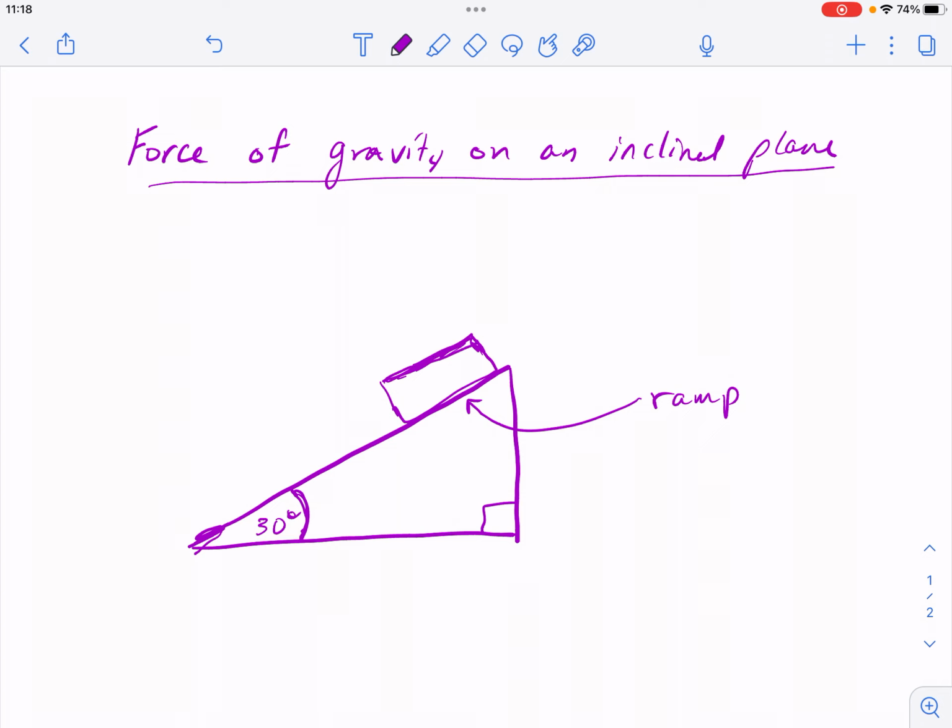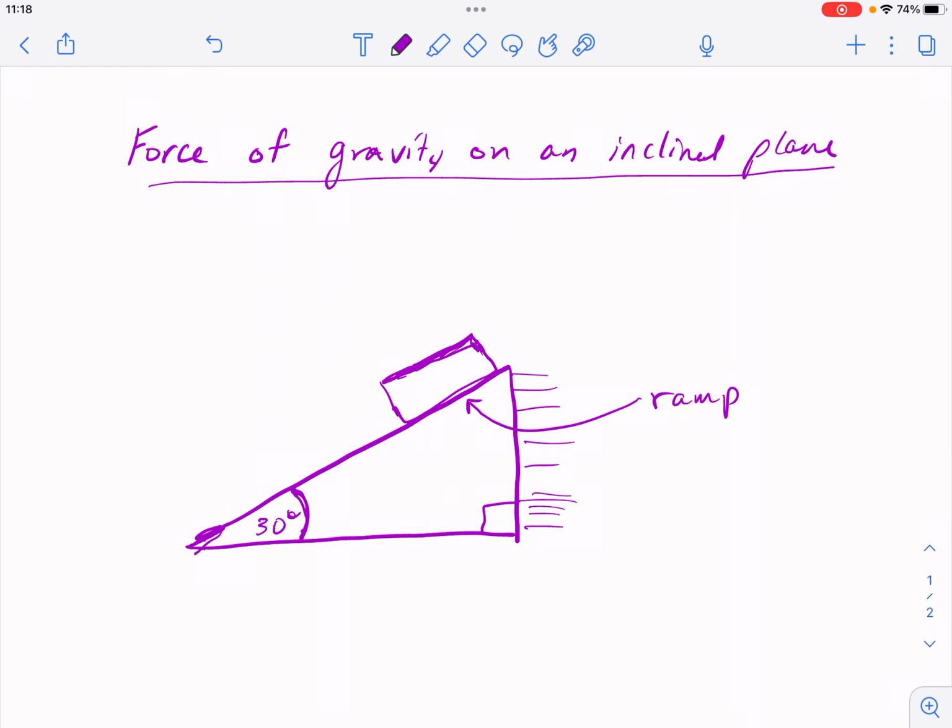So this box here represents our pass car, and this triangle that I've drawn represents the ramp that we're going to slide the pass cars down. And this is at an angle. I've made it a 30-degree angle just because it's a simpler angle, simple numbers to talk about. And the angle could be created by stacking a bunch of books, and that's what's holding up the ramp.